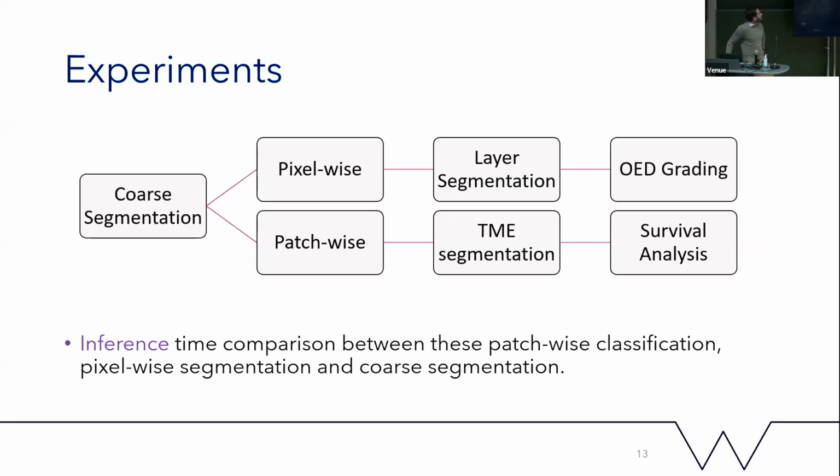In our experiment results, to compare our coarse segmentation approach with pixel-wise methods and patch-wise methods, we use two problems. One is OED grading, and the second one is survival analysis. These are the downstream tasks, but we have intermediate tasks for which we need segmentation. The first one is layer segmentation, and the second one is tumor microenvironment segmentation. We also calculated the inference time of the patch-wise, coarse, and pixel-wise segmentation, and how they differ in terms of accuracy.